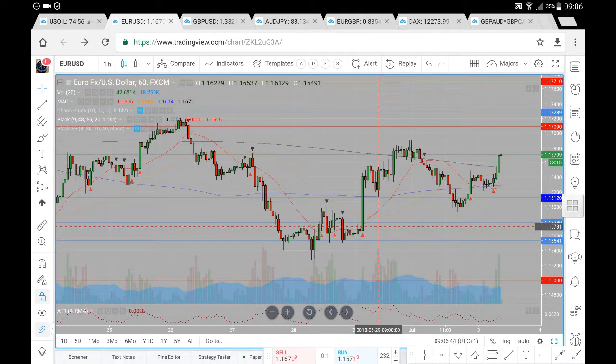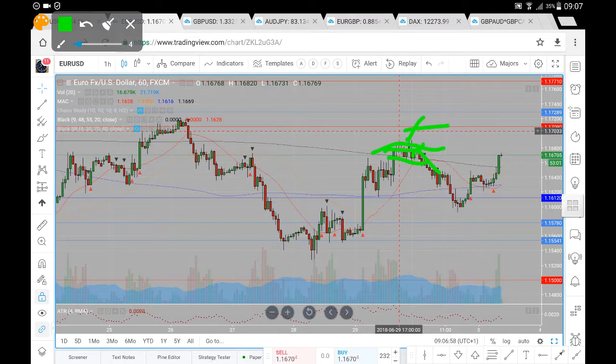So this is Euro dollar analysis for Tuesday the 3rd of July. Now let's just have a look at prices and where price may likely go. So we didn't quite see price head up towards that 1710. Instead we turned around at that 1680 in around that 400 period moving average.